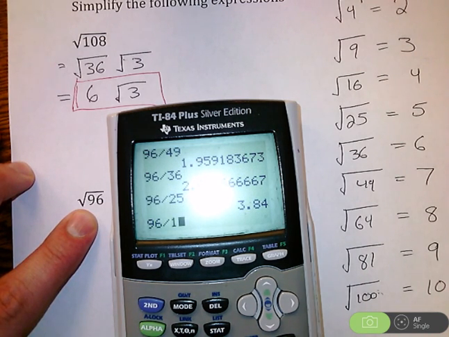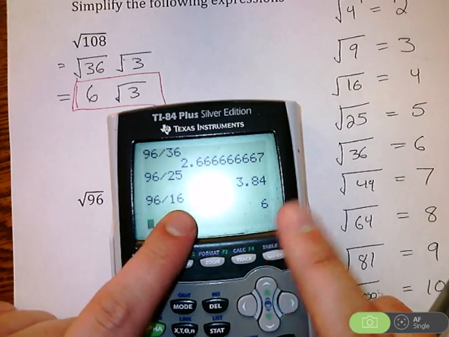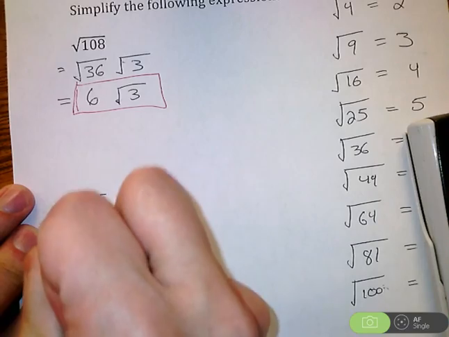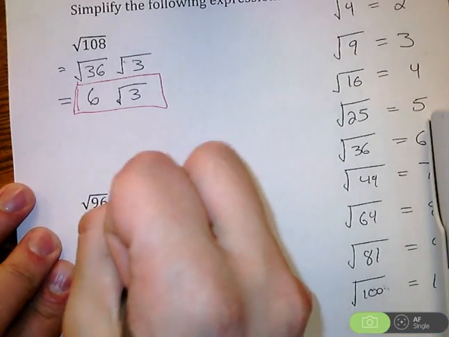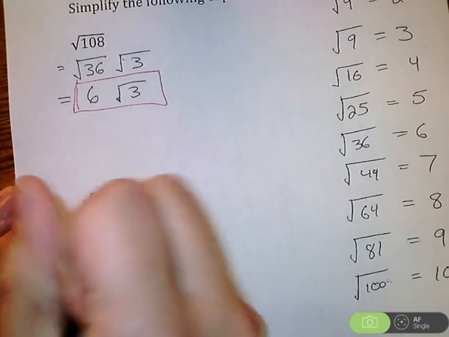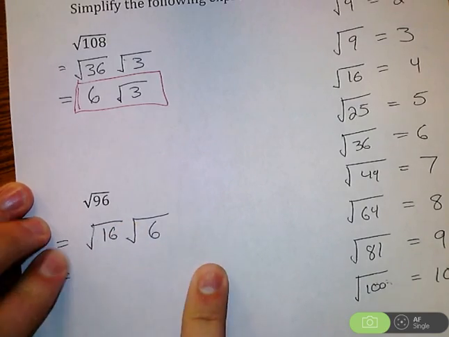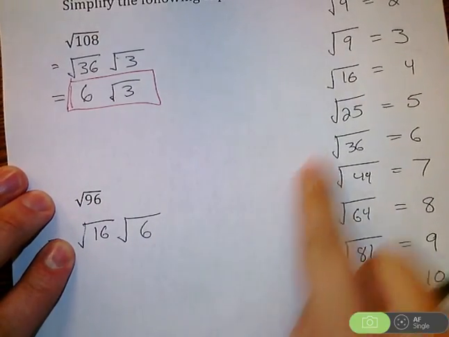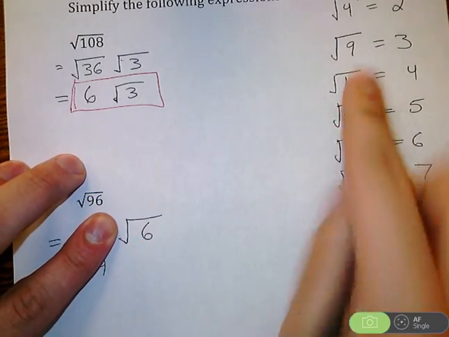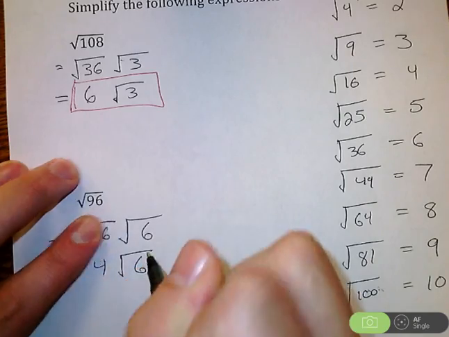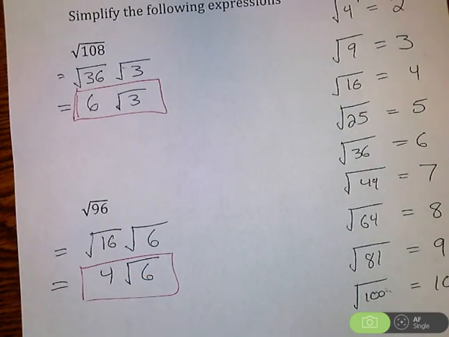96 divided by 16, maybe, and it does work. So we have 16 and we have 6. I'm going to break this down as the square root of 16, one number I have, and my other number was 6. So there's my next step. Let's go to another line. The square root of 16, well, I know that from earlier. That is 4. The square root of 6, we do not know, so you leave it alone. So my answer here is 4 square root of 6.